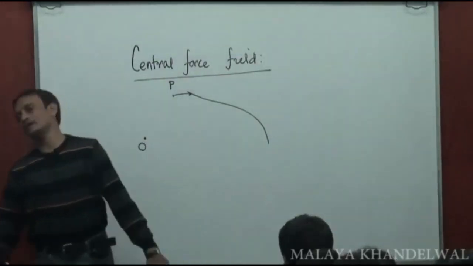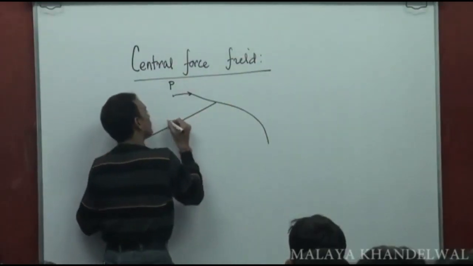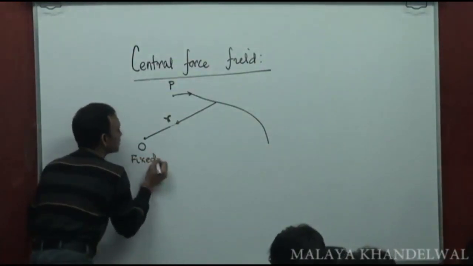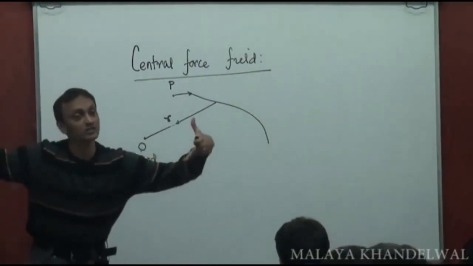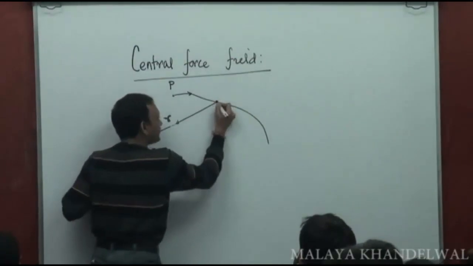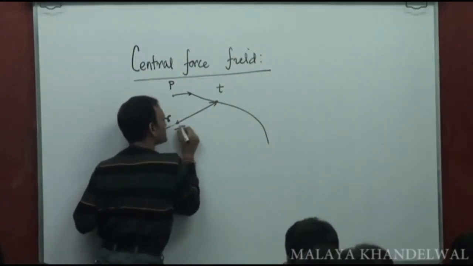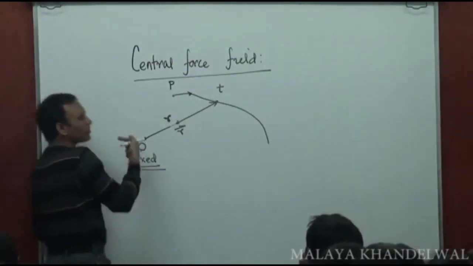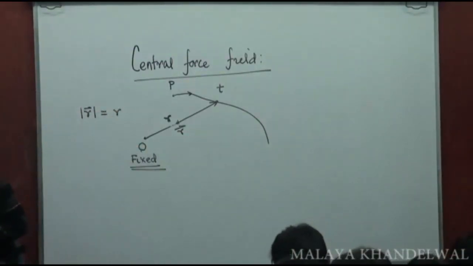While undertaking this trajectory, the particle is at different distances r from a certain fixed point O. The particle is at a variable distance r from a certain fixed point O. And at any given instant of time t, when the particle is here, the position vector of the particle, let's say, is r, referred to the point O. Evidently, the magnitude of r is r. Clear?